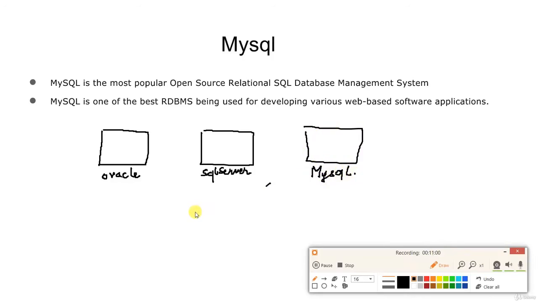Then what is SQL? Many people carry this confusion that SQL is also a database, but SQL stands for Structured Query Language. Structured Query Language is a language that you can use to communicate with these databases. So you can use SQL to communicate with Oracle, with SQL Server, and with MySQL as well. So remember that SQL is a language that is used to communicate with databases.